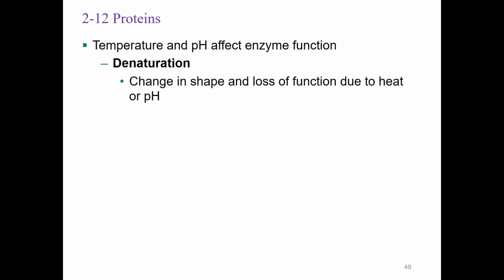So if a protein gets pushed out of its optimal homeostatic range, and then it is either permanently or temporarily going to lose its shape, we call that denaturation. So again, it's a change in shape of the protein that can be temporary or permanent due to an extreme in heat or pH. And we're going to add a little bit to that actually.